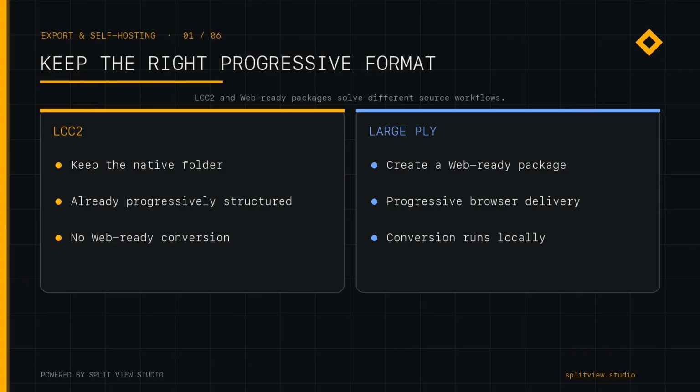LCC2 users do not need to convert their scans to web-ready packages. LCC2 already has its own native progressive structure. Web-ready is mainly the route for large PLY sources.